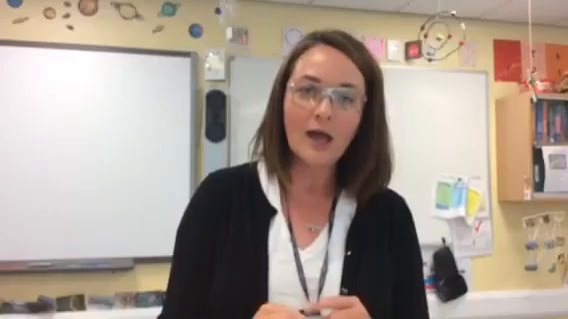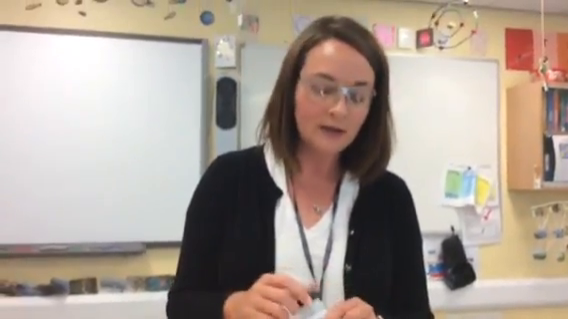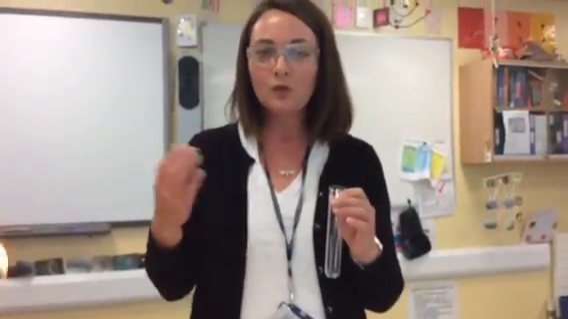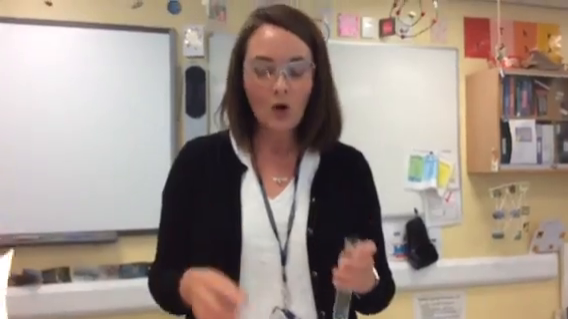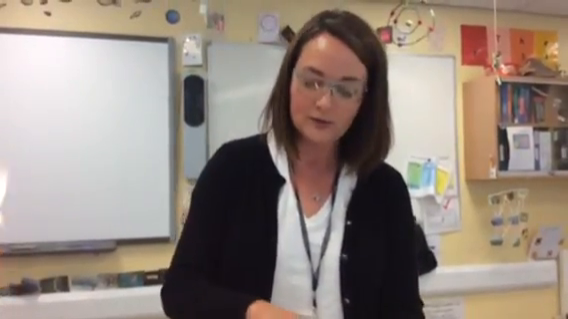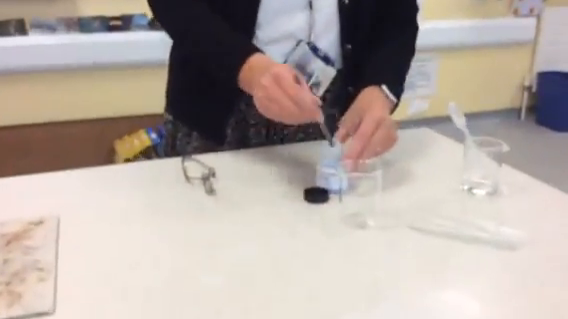Next one we're going to look at is hydrated copper sulfate. So we're going to put some copper sulfate into our boiling tube. Note the colour at the beginning. Then we're going to heat it and we're going to see what happens to the colour of our copper sulfate, and then we're going to see if we can explain why that happens.